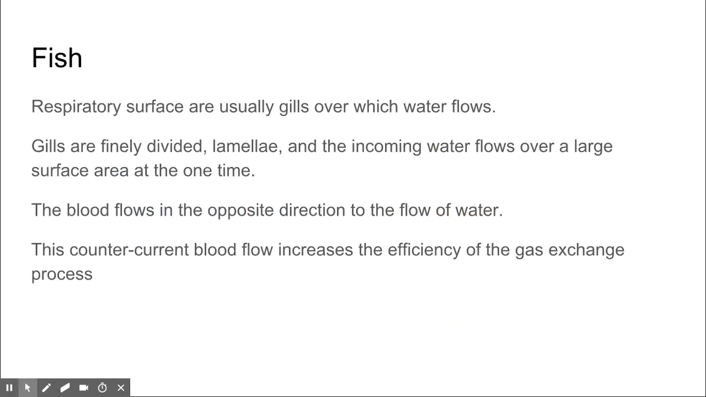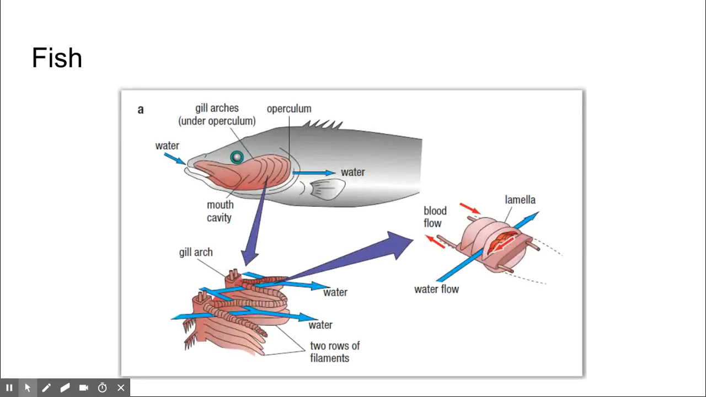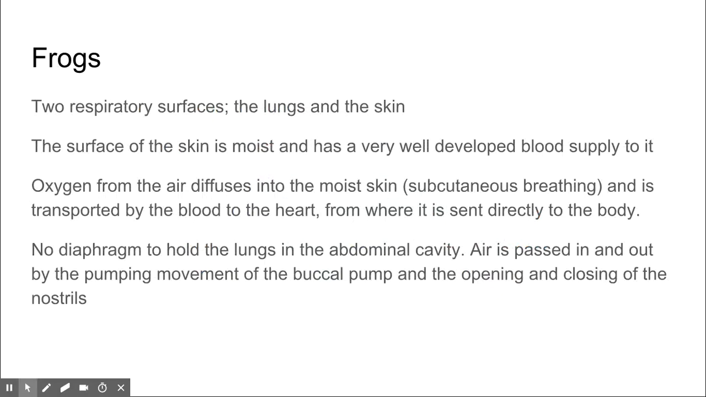Fish are also different in that their respiratory surfaces are gills, and the oxygen is moved into the body as the water flows over the gills. Instead of having alveoli or spiracles, they have gills, and these are further divided into lamellae, which provide the large surface area over which water can flow and the oxygen can be taken in. However, blood flows in the opposite direction to the flow of water, which increases the efficiency of the gas exchange process. We can see these small structures here and how they are divided into fine little filaments, which allow for that large surface area.